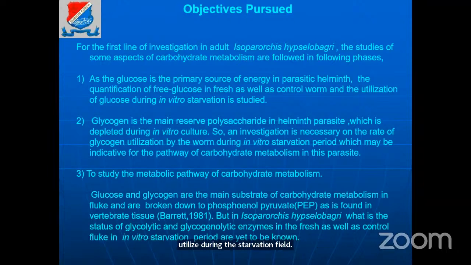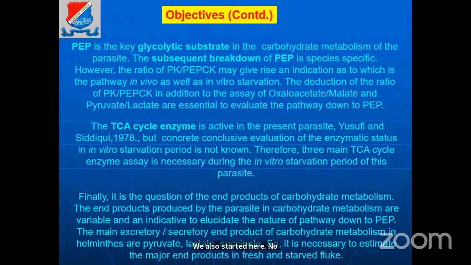We have also studied how much glycogen is reserved. It is the polysaccharide in the parasites, and how the glycogen is utilized during the in vitro culture system. We also studied the metabolic pathway of carbohydrate metabolism, either glycolytic, TCA cycle or glycogenolytic pathway, which pathway they followed, and what is the situation of the enzyme and substrate level. We also studied here. Now, phosphoenol pyruvate, we already discussed here.